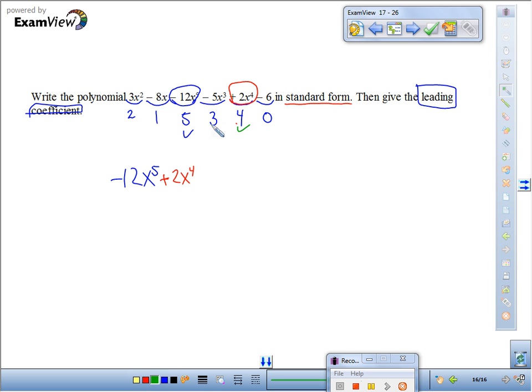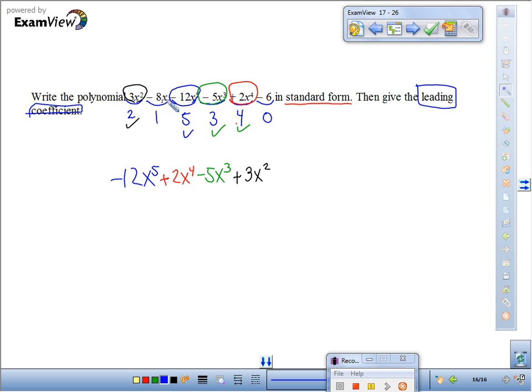I'm done with this one. So next, the 3rd, this one. Include that symbol in front of it, so it's minus 5x cubed. I'm done with that one. Next, this one, the one with a 2. If it doesn't have a symbol in front of it, then it's a positive 3x squared. I'm done with that one.